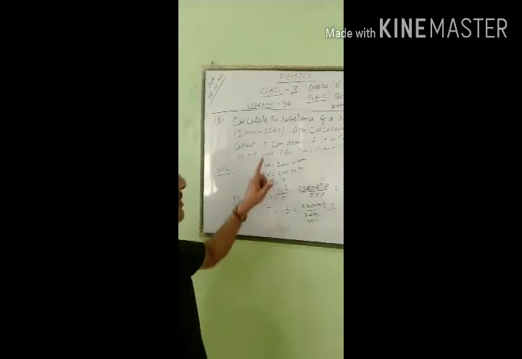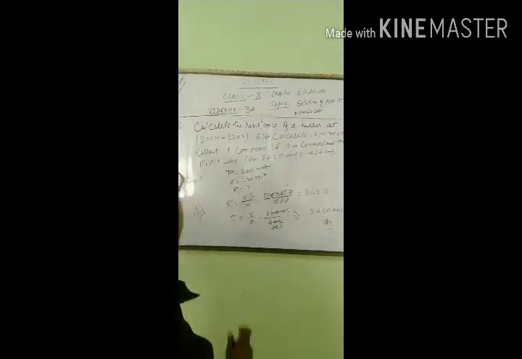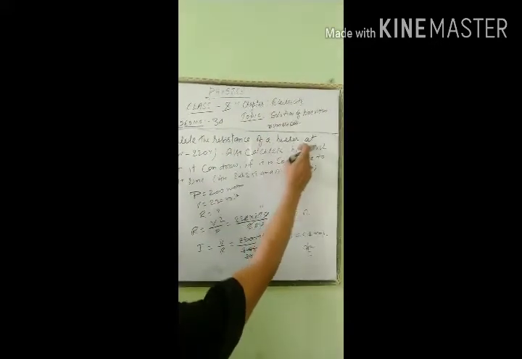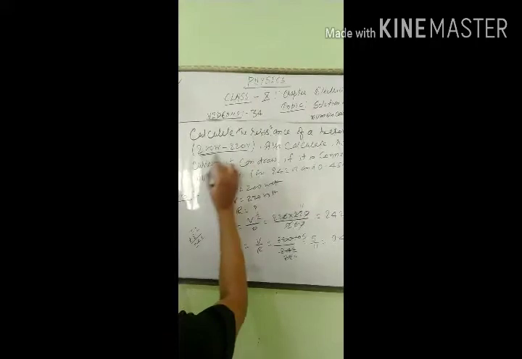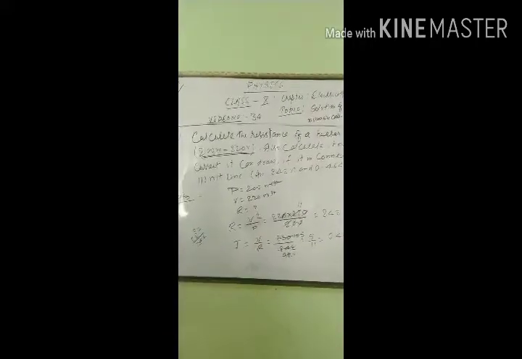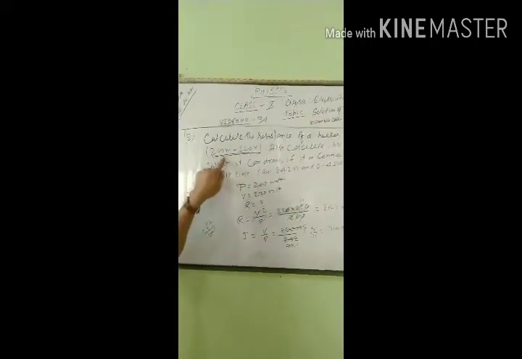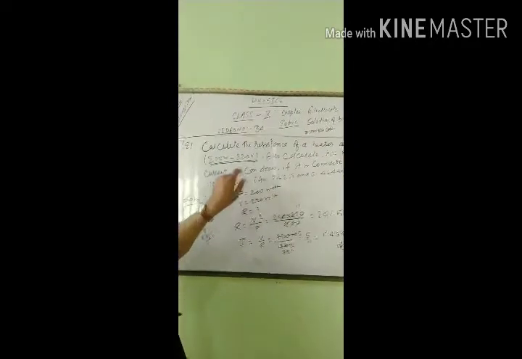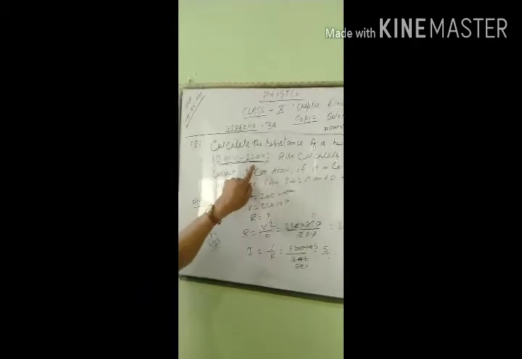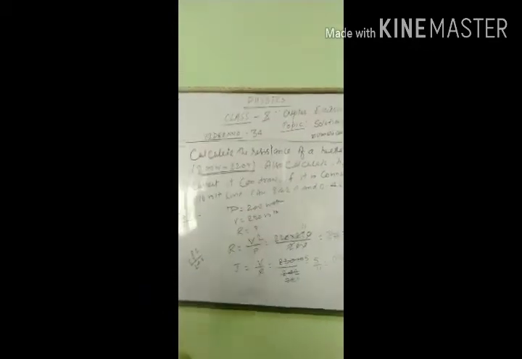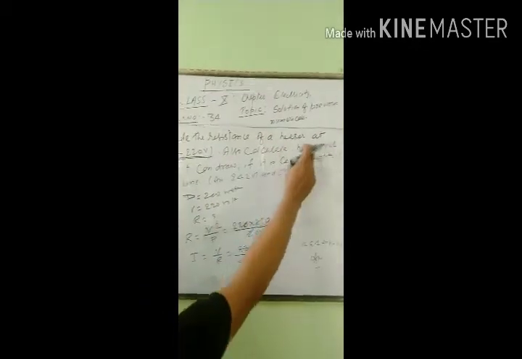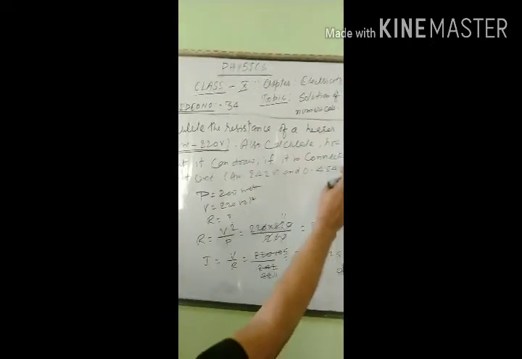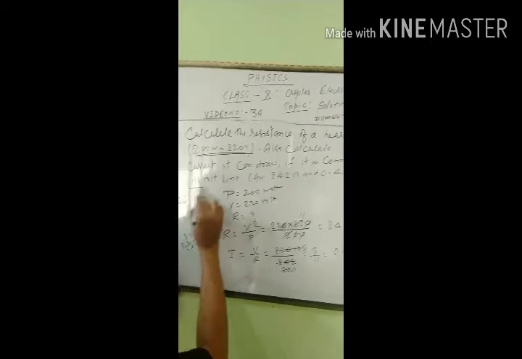Now this is the second question. In this question it is written: calculate the resistance of a heater rated at this rate. It means the power is 200 watt and the potential difference between the ends of the conductor is 220 volt, which is given by the cell or any medium. Also calculate how much current it can draw if it is connected to a 110 volt line.